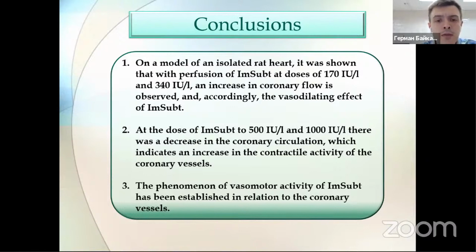At the doses of immobilized subtilisin 500 and 1000, there was a decrease in the coronary circulation, which indicates an increase in the contractile activity of the coronary vessels. The phenomenon of vasomotor activity of immobilized subtilisin has been established in relation to the coronary vessels.